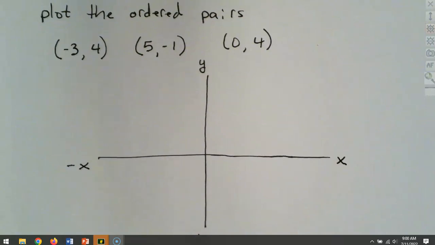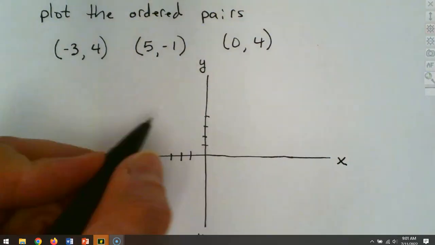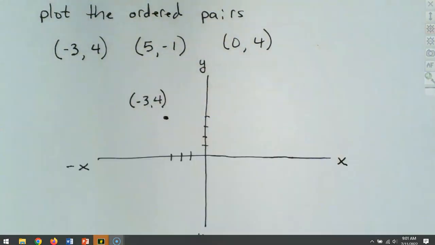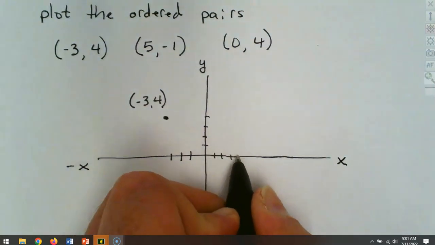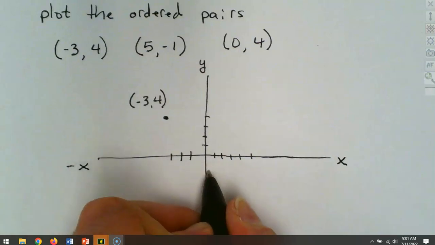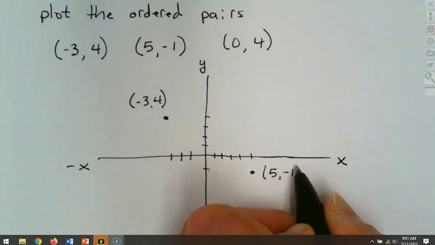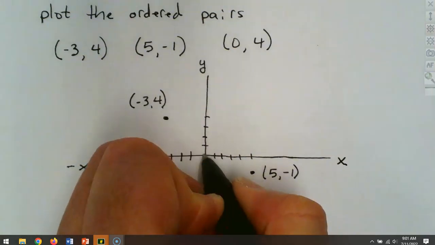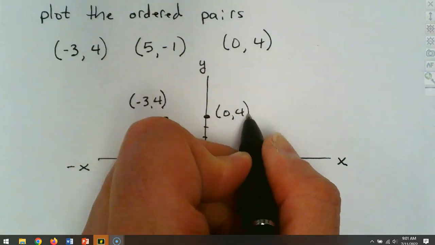So if I wanted -3, 4, well, that's back 3 units and up 4. And that puts our first ordered pair right here at -3, 4. If I look at 5, -1, that's over 5 and down 1. So that's right there at 5, -1. And then if I look at 0, 4, that's 0 there at the origin, and we're going to go up 4 units, and that would be 0, 4 there.